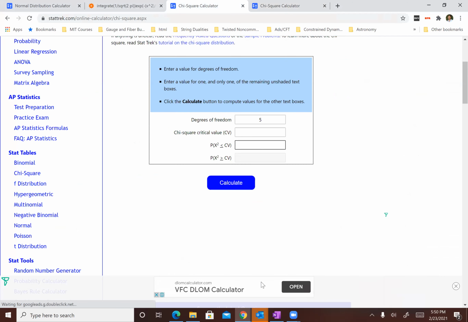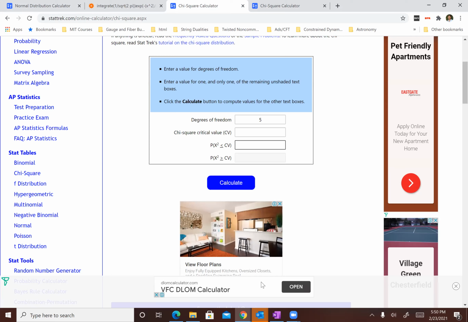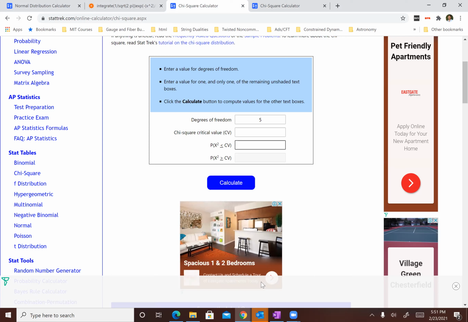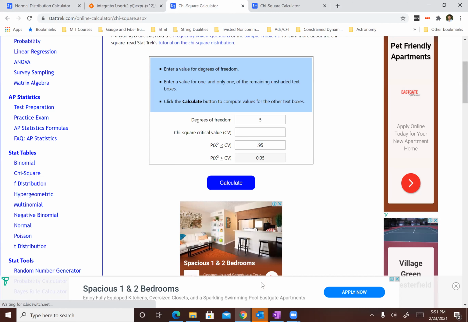So I can compute the same critical value by saying that the probability of chi-square being less than this critical value is 0.95, because 0.95 plus 0.05 would be 1. So I just put in 0.95. It automatically fills in this option, which is that the chi-square is greater than this value. That probability is only 0.05, as it should be. And then I just calculate, it gives me the number 11.1.